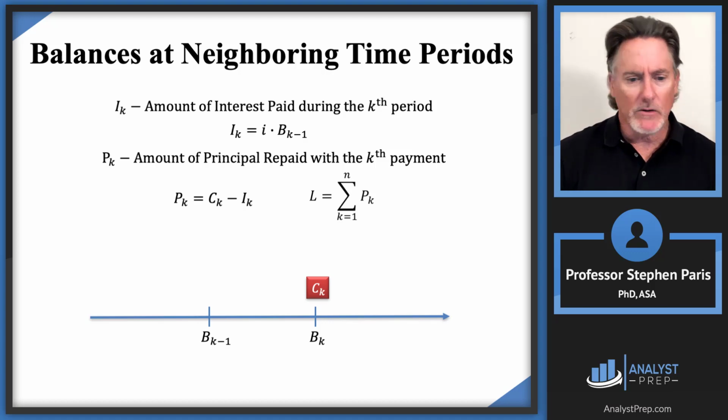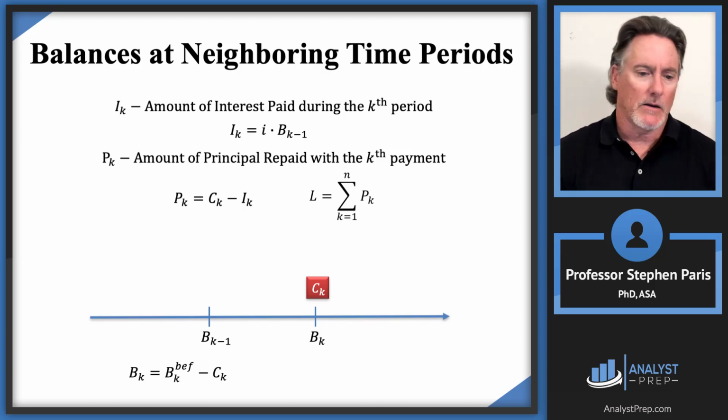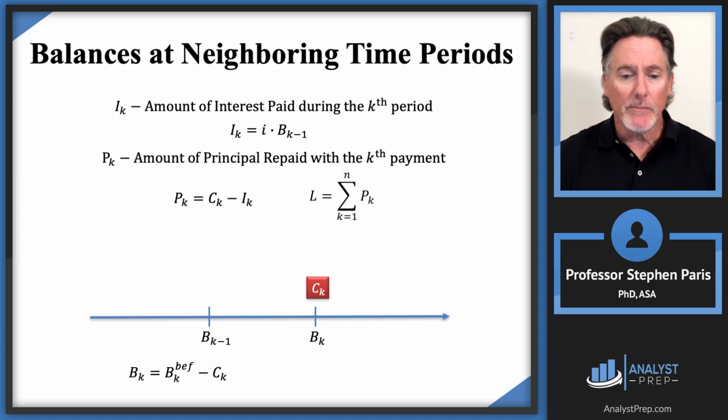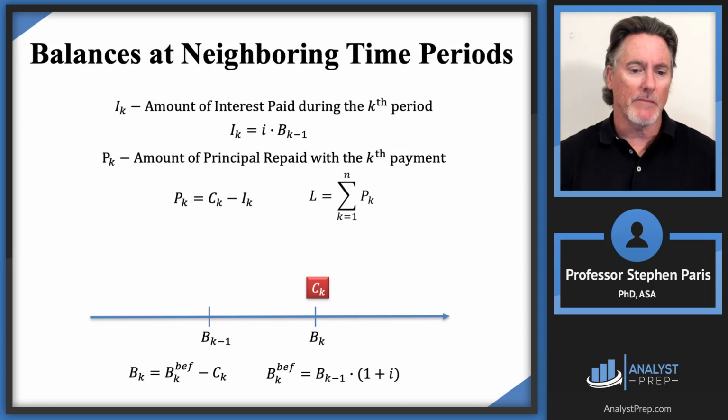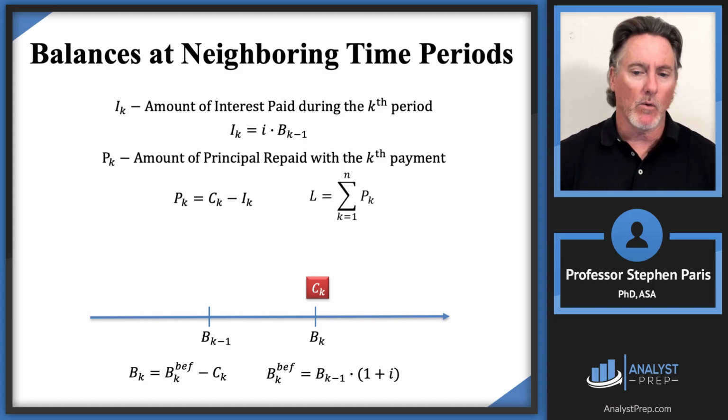And let me remind you, again, this is just think through it logically, that the balance just after the payment at time k would be the balance just before the payment at time k minus the amount of that payment. And the amount of that payment I'm denoting by cap C sub k. And then remember from last video, we talked about how you could get the balance before the payment at time k by taking the balance just after the payment at time k minus 1 and accumulating that for a period by multiplying by 1 plus i.